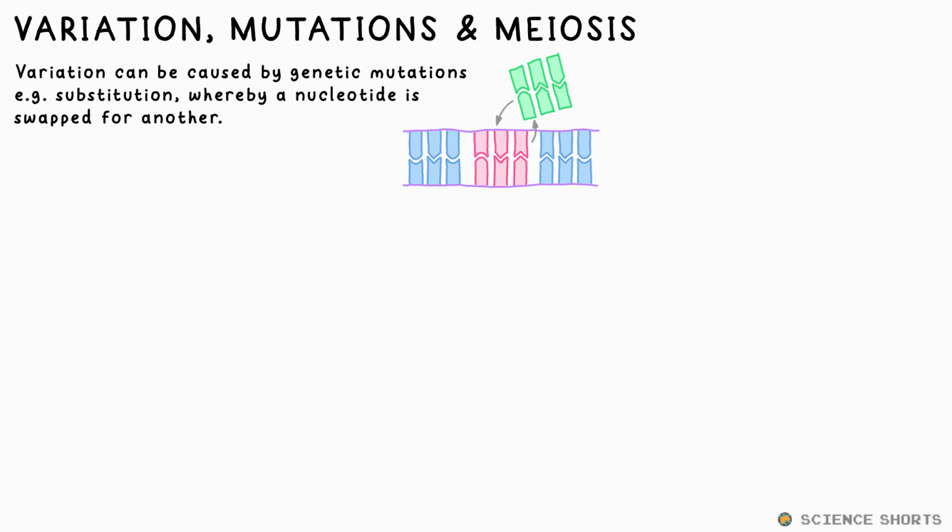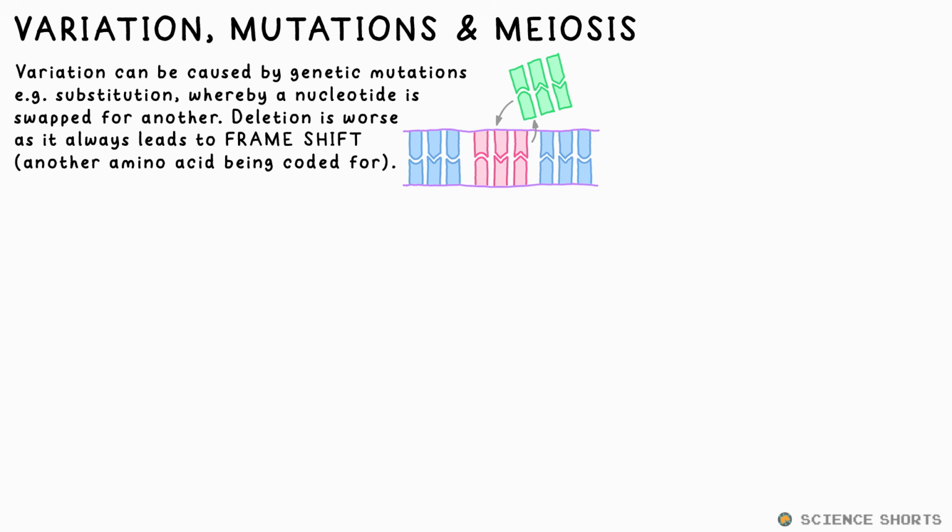Variation can be caused by genetic mutations. A nucleotide can be substituted for another, which can result in a different amino acid being coded for, therefore making a different protein ultimately. A nucleotide can also be deleted. This is much worse, as there's no redundancy for this. It always leads to the wrong amino acid being made, a frame shift.